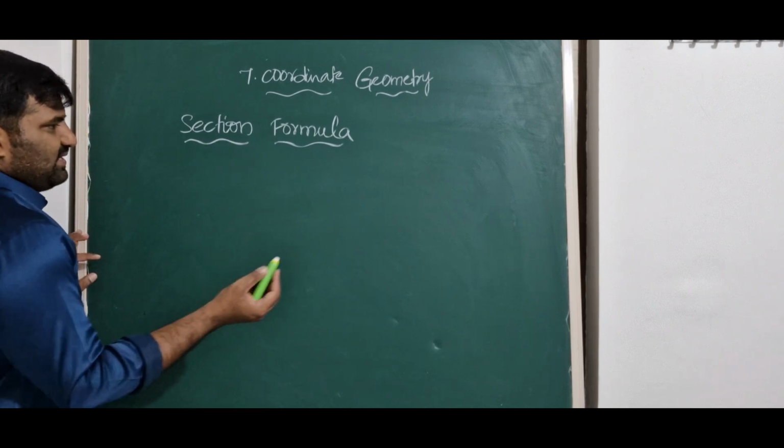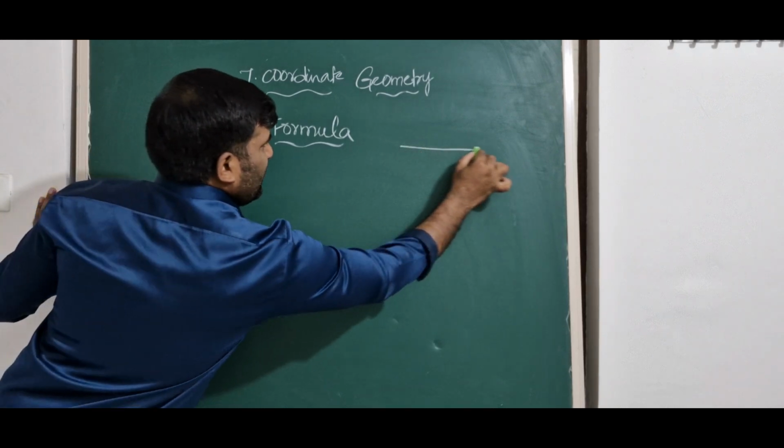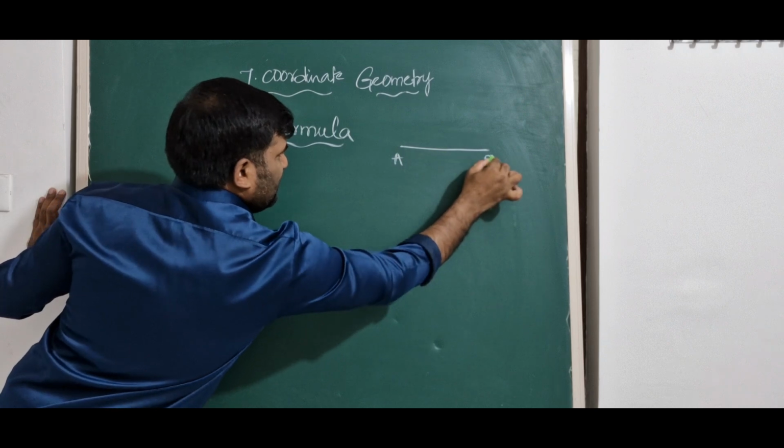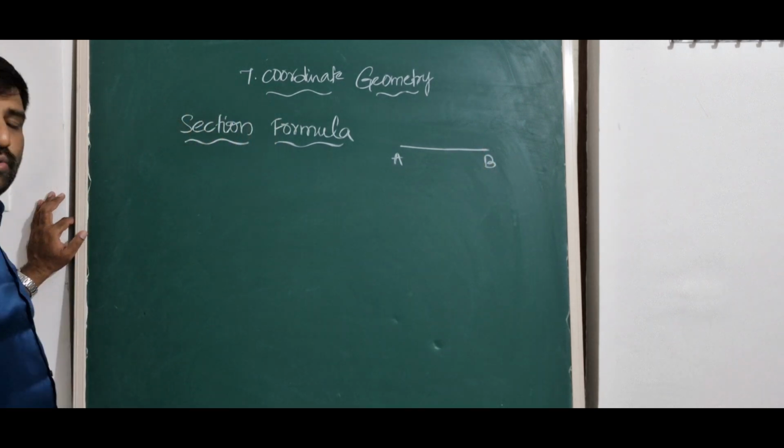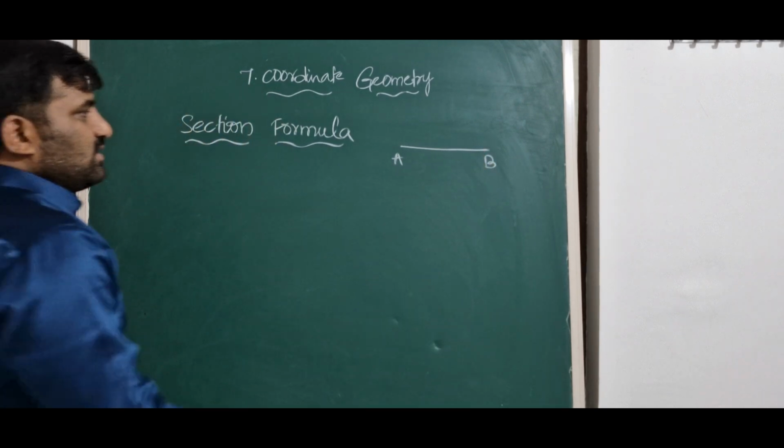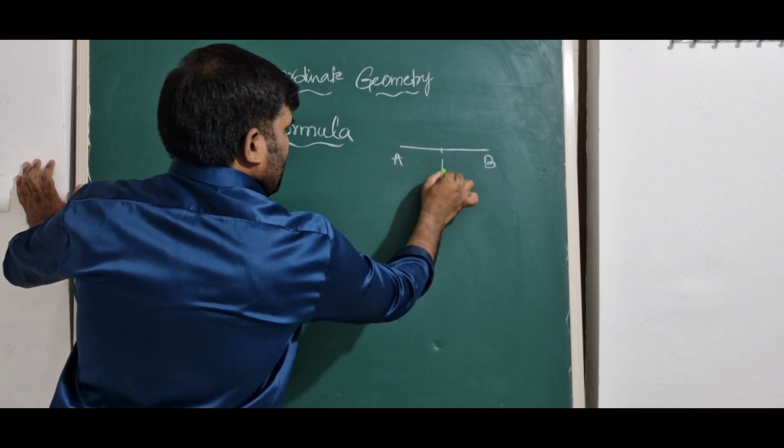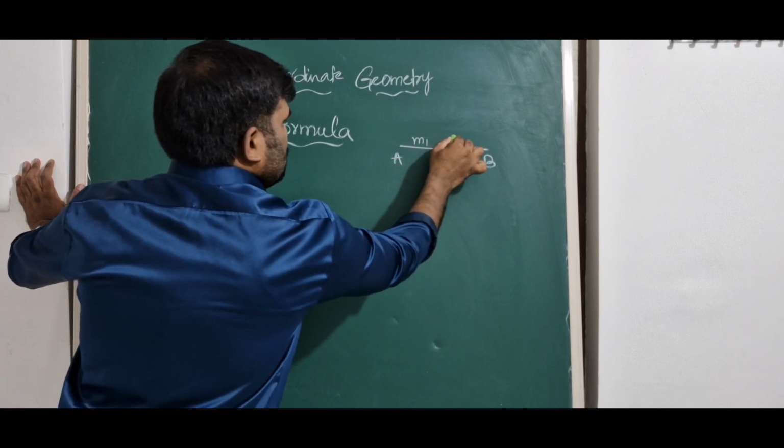So section formula, see here the concept is where AB is a line segment. A and B are the 2 vertices or 2 endpoints of the line segment. So there is a point which is dividing it in the ratio m1 is to m2.